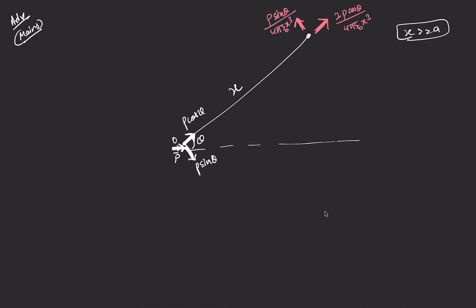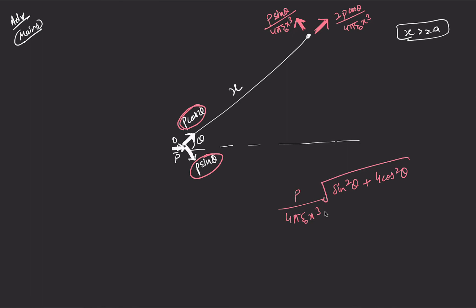So basically instead of p, we will use p sin theta in the formula, and instead of 2p, we will use 2p cos theta in the formula of the axis and equator. And then we can easily calculate the resultant. Resultant is basically, we will take p upon 4 pi epsilon naught x cube common, and inside it we will have root of sin square theta plus 4 cos square theta.